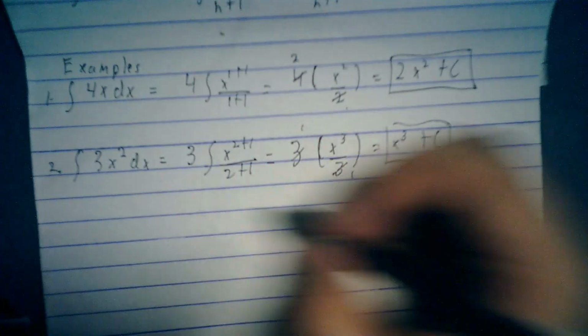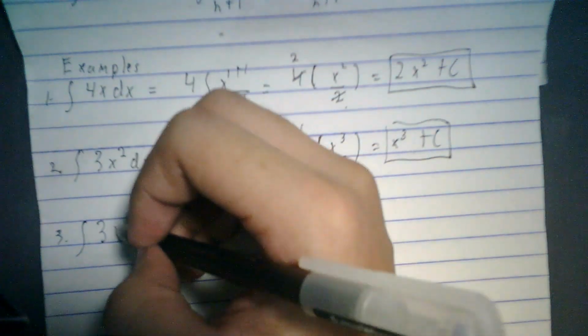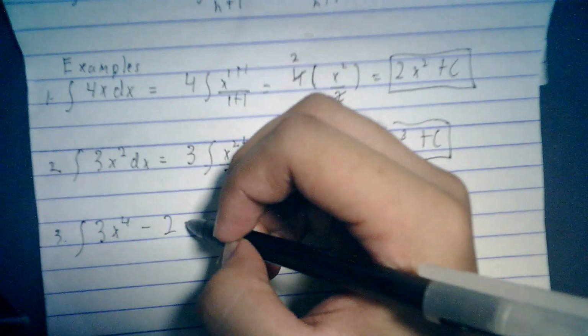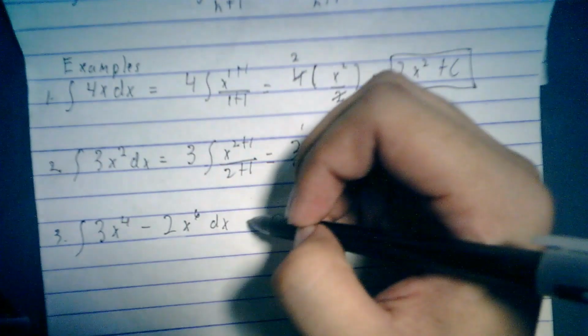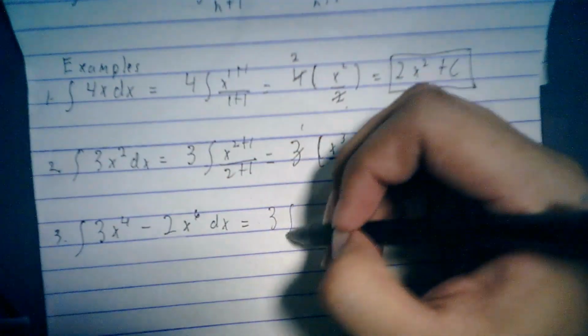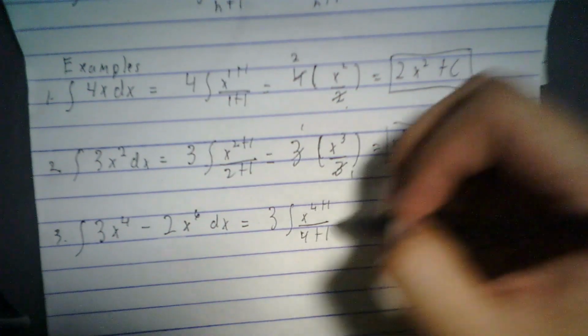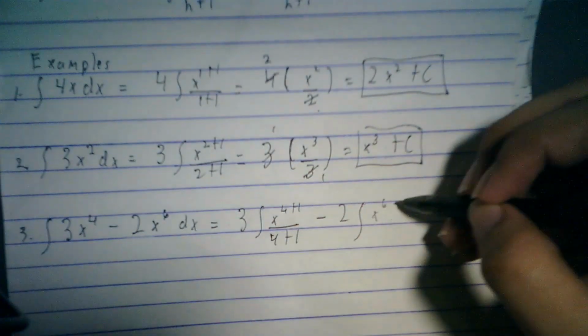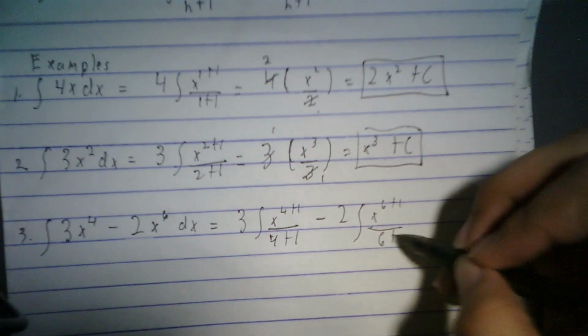Last example is the integral of 3x to the 4 minus 2x to the 6 dx. We separate this by using the formula. 3 times the integral of x to the 4 plus 1, the exponent here is 4, so we bring down 4 plus 1, minus 2 times the integral of x to the 6 plus 1, the exponent here is 6, so we bring down 6 plus 1 also.